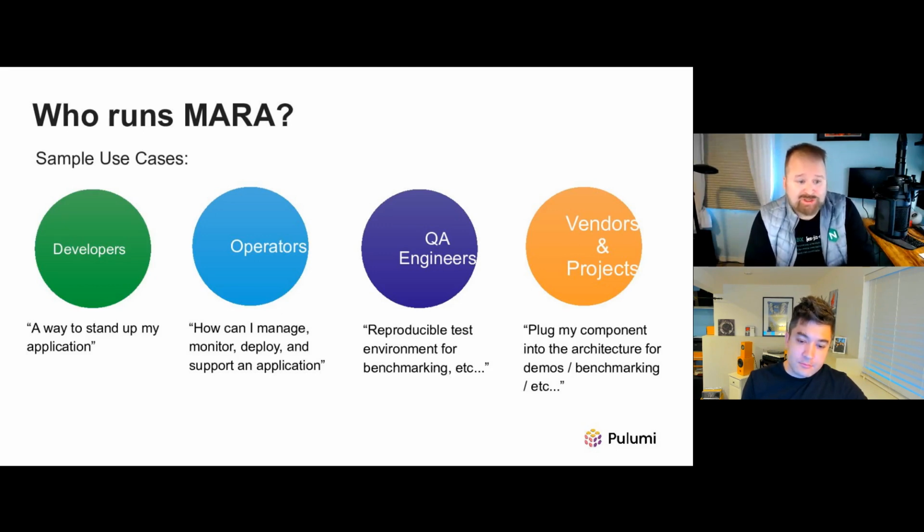The QA engineers on the team like to have a reproducible test environment. You can spin up a new Mara environment, do your testing, tear it down, and spin up a completely new environment that's guaranteed to be the same as the previous one.